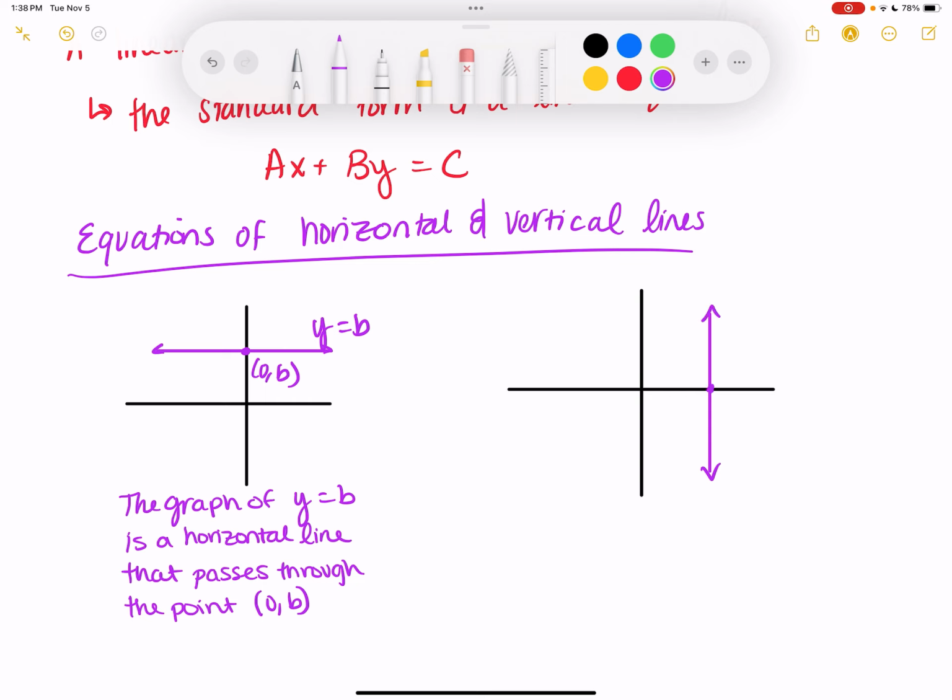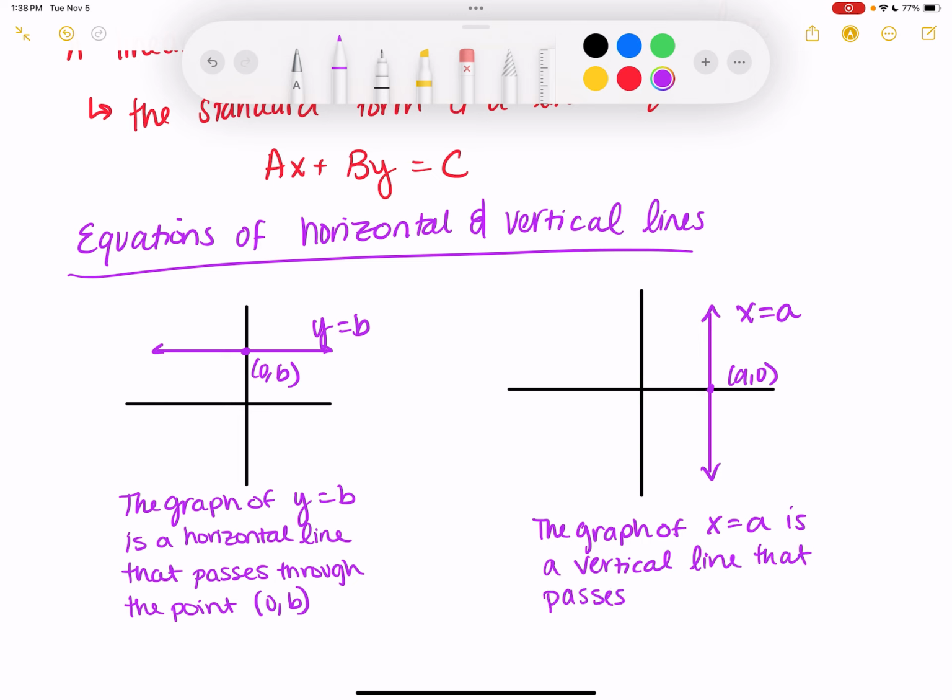And it has the point (a, 0). The equation of a vertical line is x equals a. So the graph of x equals a is a vertical line that passes through the point (a, 0).